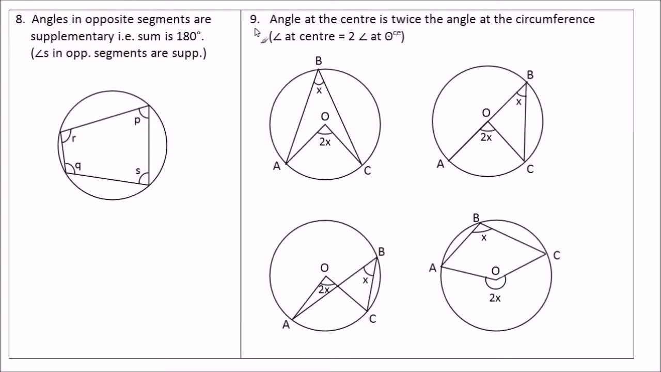Next, we will look at property number 9. Angle at the center is twice angle at the circumference. What this means is the angle here, angle AOC, is twice the angle ABC. B lies on the circle or the circumference. So the angle here is twice the angle here. That's why it's represented as 2x, and the angle at the circumference is represented as x.